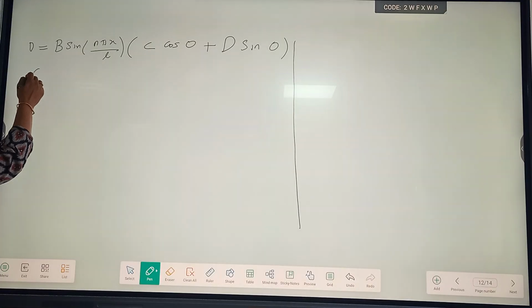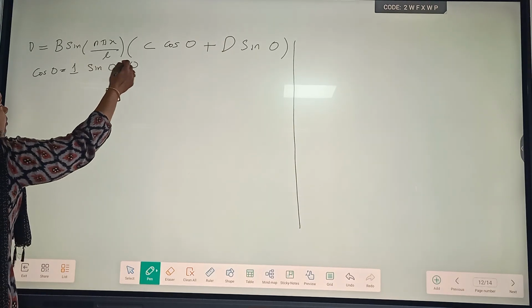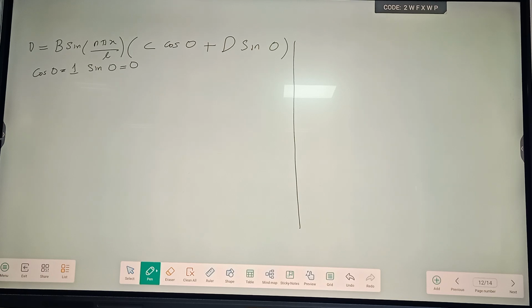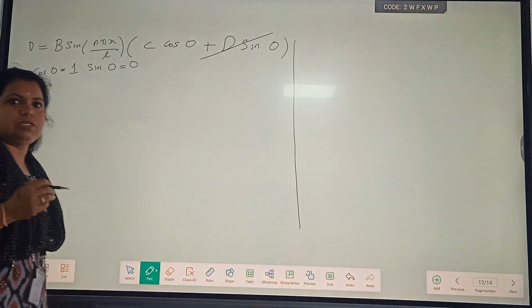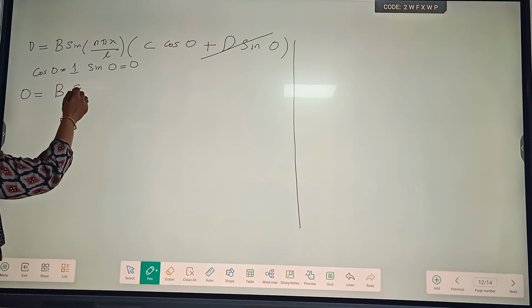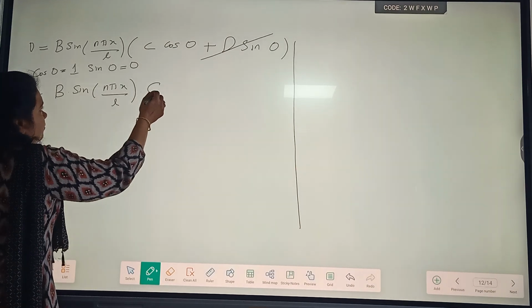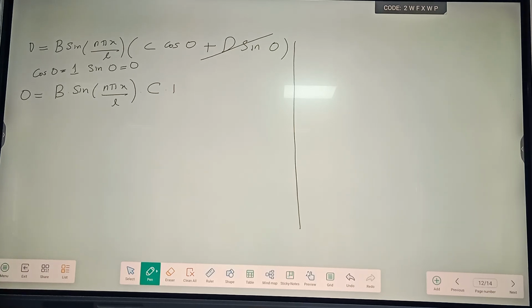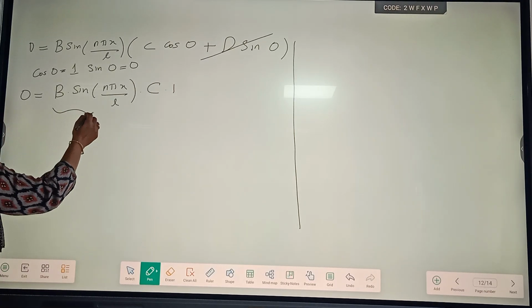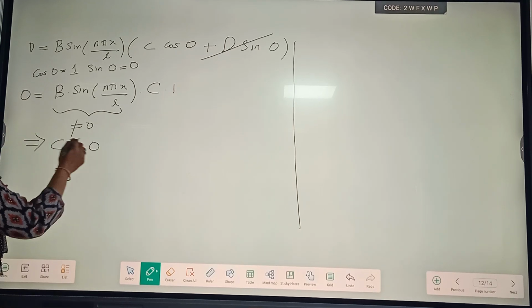Once again you know that cos 0 is 1, sin 0 is 0. So which constant vanishes? B value vanishes. So from here what am I getting? B sin n pi x by l into C. Already we know that B is non-zero, multiplied by the sine function. So from here what is our conclusion? Yeah, C should be 0.